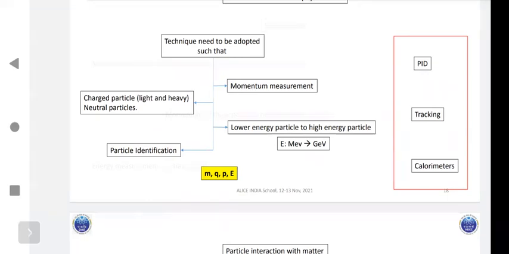Then energy is again starting from MeV to GeV. Even if you have calorimeters, the same type of technology might not be useful to work with equal efficiency for this wide a range of energy. And particle identification, of course. So our idea is to have mass, charge, momentum, and energy.